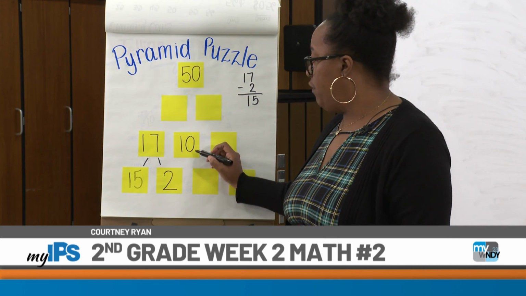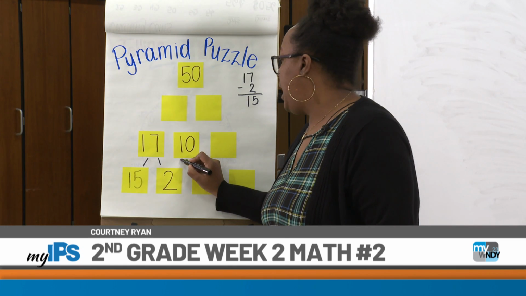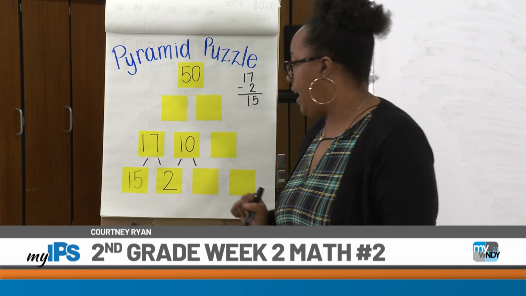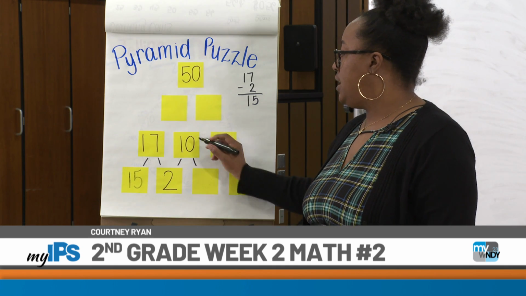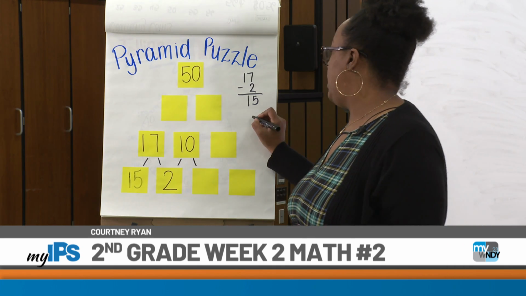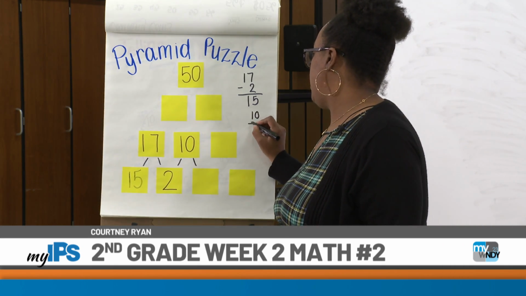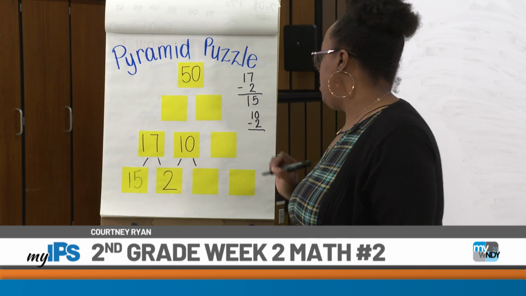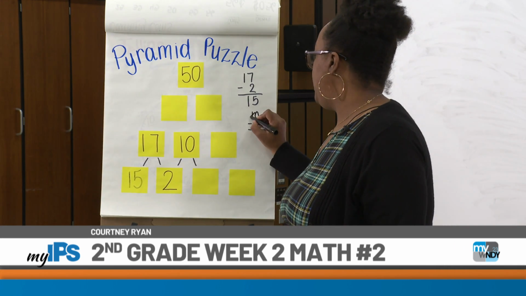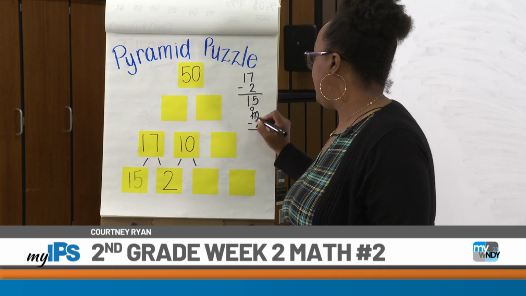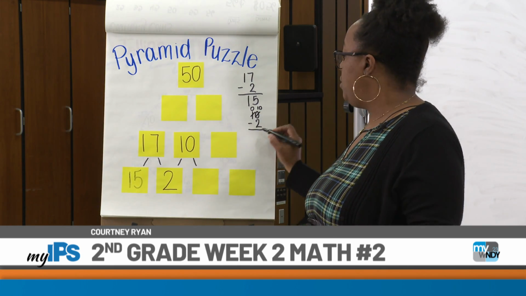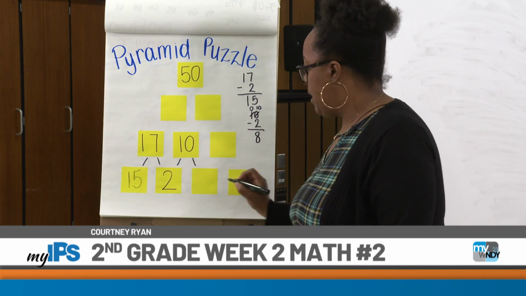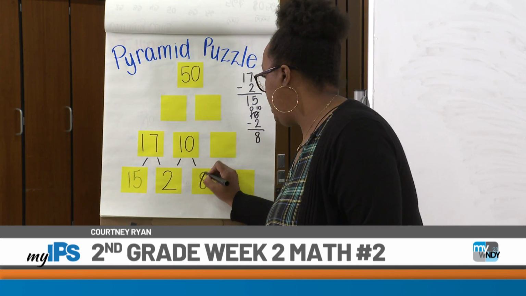I can then come over and look at the 10, and I know that these two numbers have to equal 10. So what number plus 2 equals 10? Again, we can subtract to find the answer. So 10 minus 2, I'm going to do a little bit of regrouping. So I'm going to come over and borrow from my 10s. So 10 minus 2 is 8. So I know that 8 goes here.